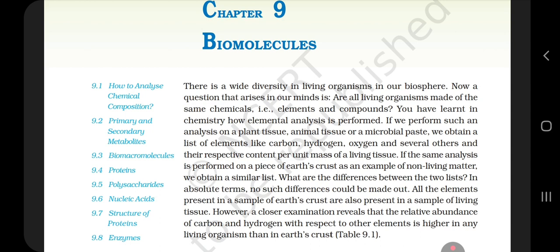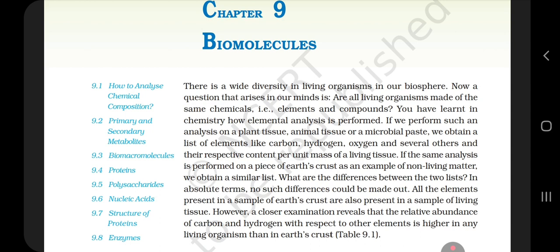If we perform such an analysis on a plant tissue, animal tissue, or a microbial paste, we obtain a list of elements like carbon, hydrogen, oxygen, and several others, and their respective contents per unit mass of a living tissue. If the same analysis is performed on a piece of earth crust as an example of non-living matter, we obtain a similar list. What are the differences between the two lists?